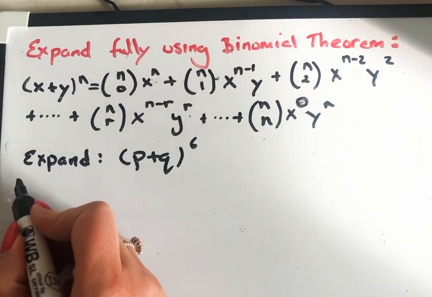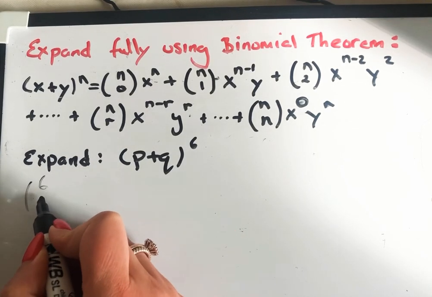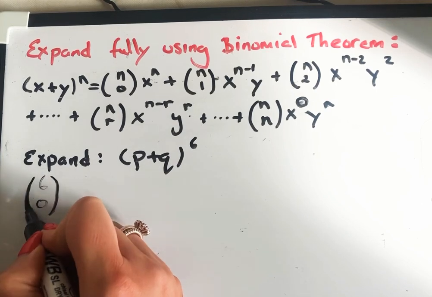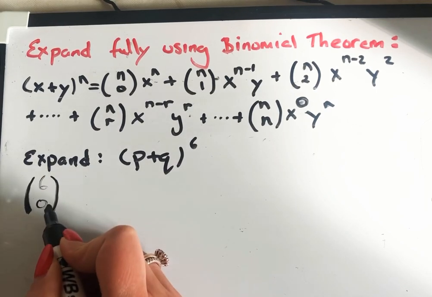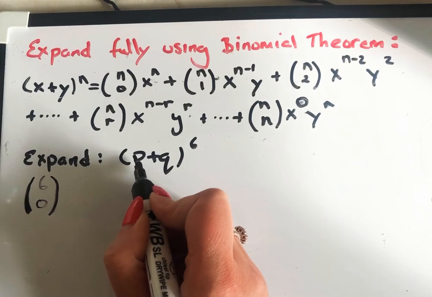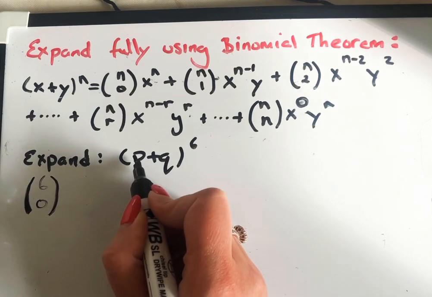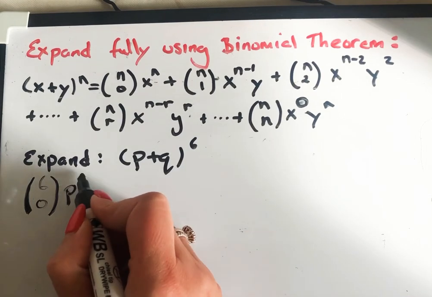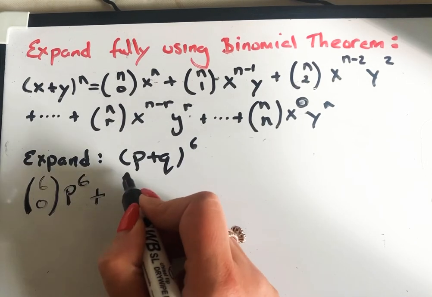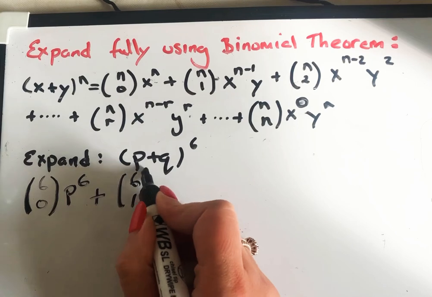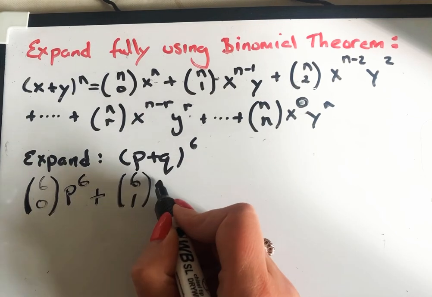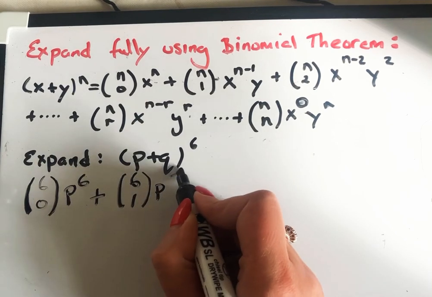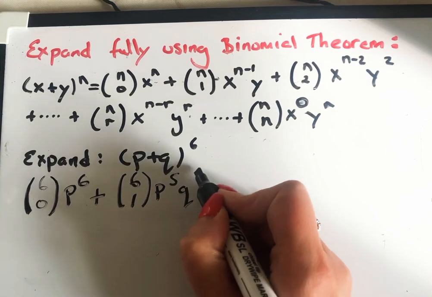So we begin by 6 choose 0. So this means choose. So 6 choose 0. And our first letter here is P. So we're going to keep with our P and replace the X with a P. So P to the power of 6 plus 6 choose 1. So you can see here we're going up by 1. P to the 5. And then we're going to do Q to the 1.